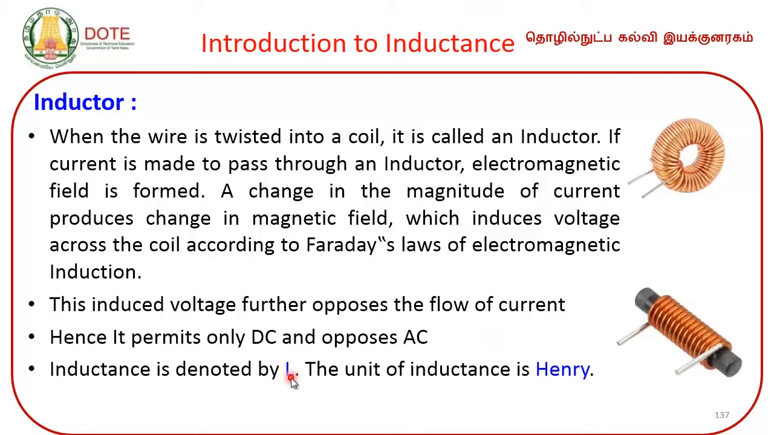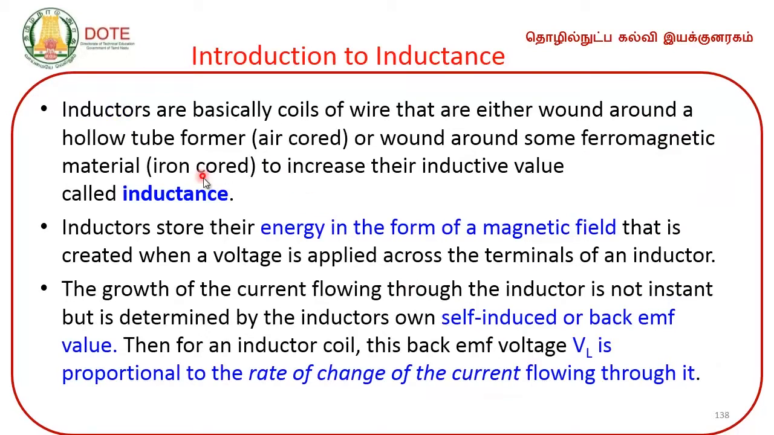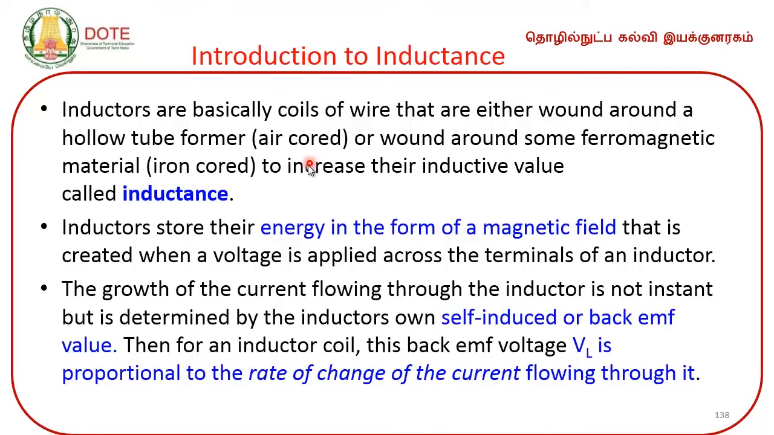Inductance is denoted by L, and the unit of inductance is Henry, right. An inductor is basically a coil, okay. If you twist the wire into a coil, it is an inductor. When current flows through the coil, we get a magnetic field in and around the coil. But if the coil is alone with no core, that is, air is the core, the flux is not uniform.